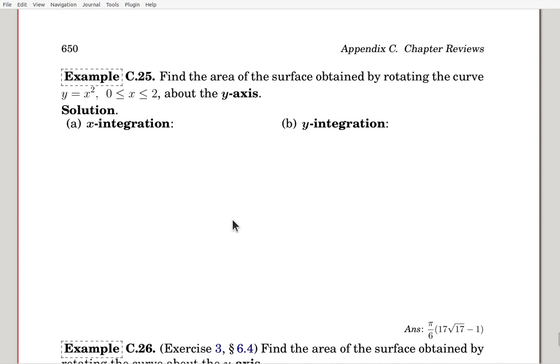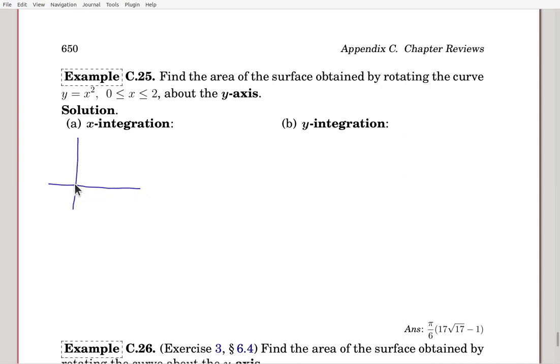Okay, now let's try to solve this example. Find the area of the surface obtained by rotating the curve y equals x squared about the y-axis. We'll try to get the area with both x integration and y integration. First, we have to understand the problem, so start with the figure.